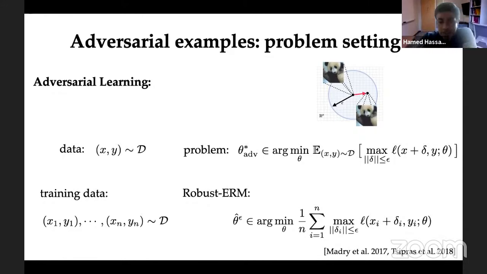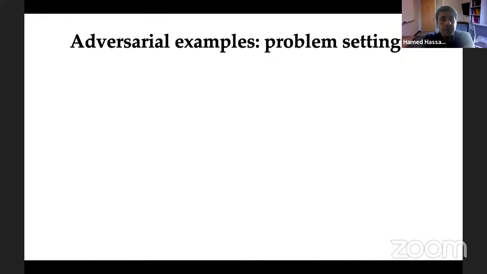So I mentioned the main objective that we want to solve. This is the min-max problem involving the expectation. However, when we have access to a data set, we basically do the empirical version, and that's the robust ERM version that typically people try to solve.